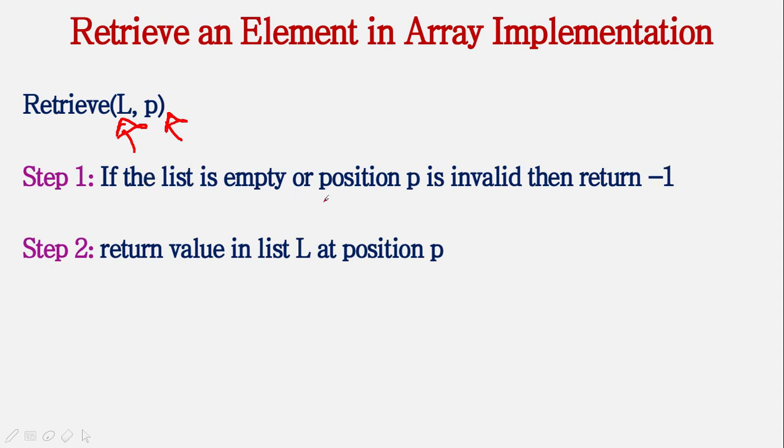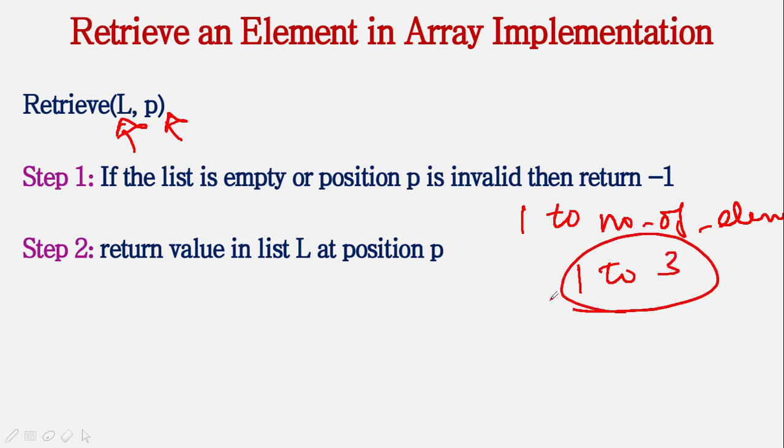First step states that if the list is empty or position is invalid, once again just recall how will we check the position to be invalid. We are going to accept only human indexing. So the indexing allowed will be from 1 to number of elements in the list. For example, if the list contains 3 elements, then I can give the position to be from 1 to 3. I will not be accepting any other positions, right?